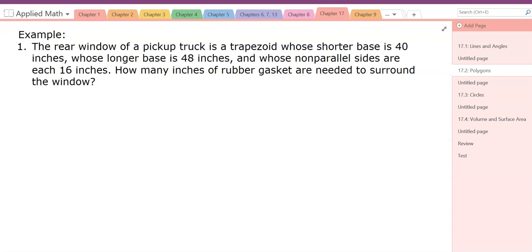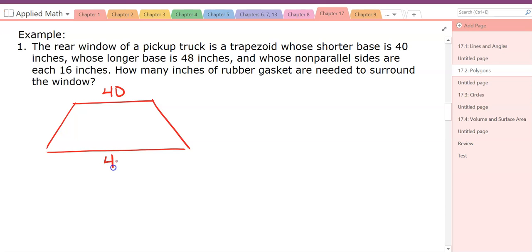You don't have to draw a picture, but if it helps you figure out what's happening here, you can. So if you think about a trapezoid, the basic shape looks like that. Now they're saying that the bases would be the parallel sides, so like the top and the bottom of the trapezoid. The one on top would be 40, the one on the bottom would be 48.